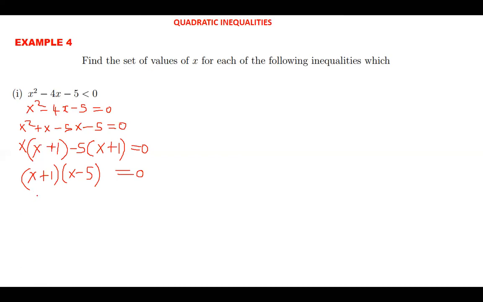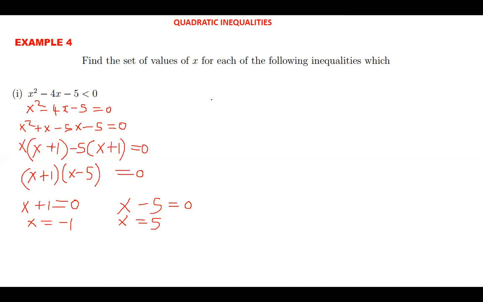You first find the two values of x. So you equate x plus 1 to 0. You also equate x minus 5 to 0. So here the value of x is equal to -1. Then the value of x here is equal to +5. So these two values of x that we have found are called the critical points. These critical points are the ones that you are going to use to find the range of values of x, rather the set of values of x that are needed to satisfy this quadratic inequality.